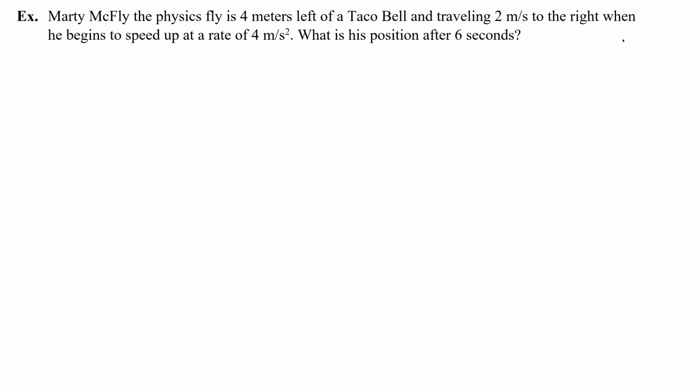Marty McFly, the physics fly, is 4 meters left of a Taco Bell and traveling 2 meters a second to the right when he begins to speed up at a rate of 4 meters a second squared. What is his position after 6 seconds? Okay, so first, the fly is 4 meters left of the Taco Bell, so I would say that's my initial position, and it's negative 4 m. I used negative because it says left. Then I see that he is traveling 2 meters a second to the right, which gives me an initial velocity. And I might put a little positive to remind myself that it's to the right.